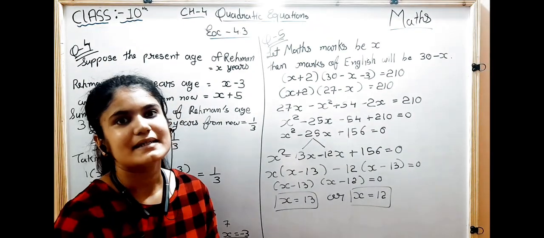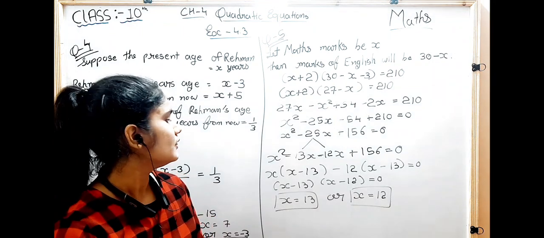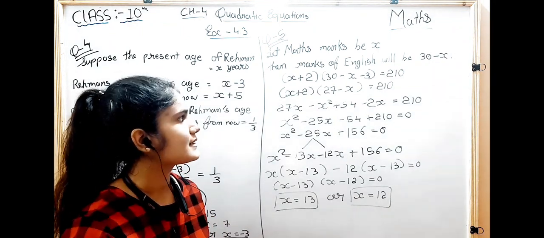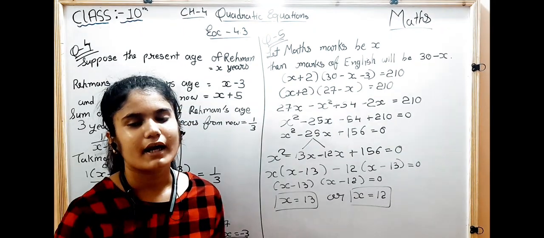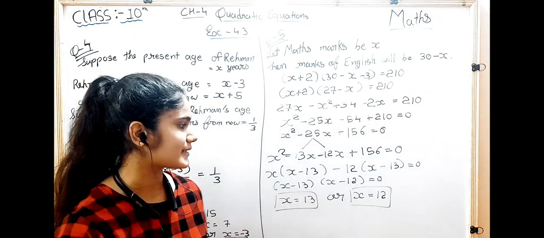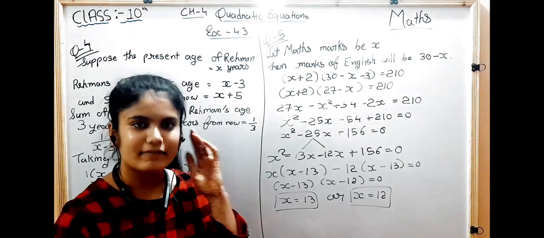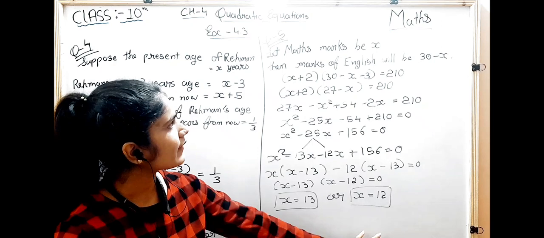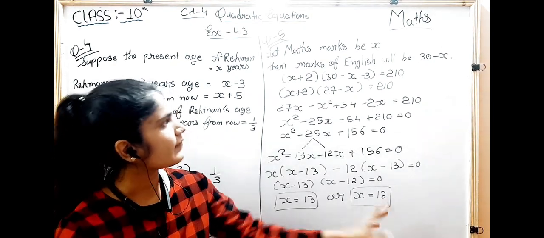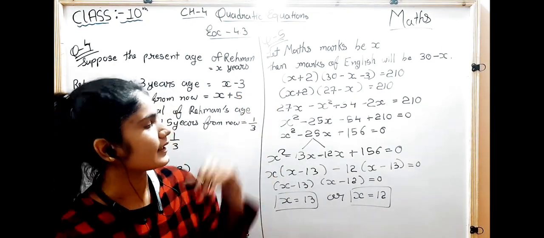12. It means if Shefali would have got 13 marks in maths, then in English she had got 17 marks. If she had got 12 marks in maths, then 18 marks in English.